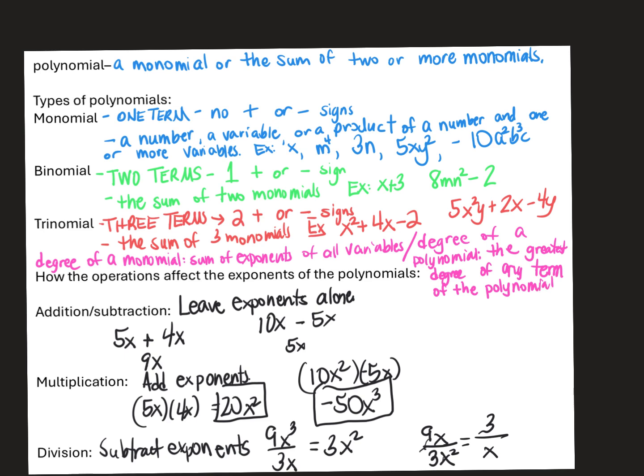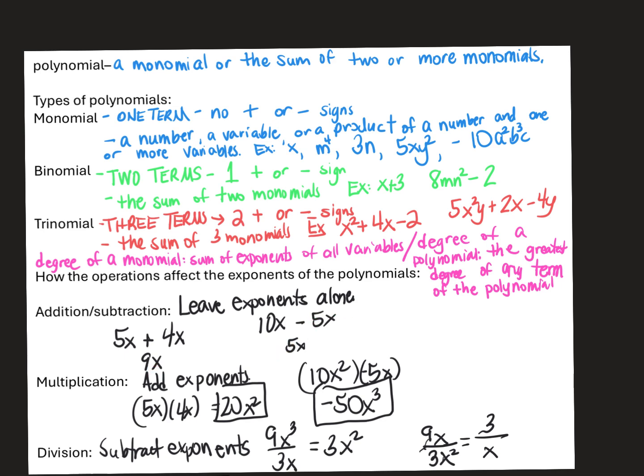I wanted to add also how operations affect the exponents of polynomials. This is very important to know. When you're using addition or subtraction, you leave your exponents alone. 5x plus 4x is 9x. It doesn't change. 10x minus 5x is 5x.